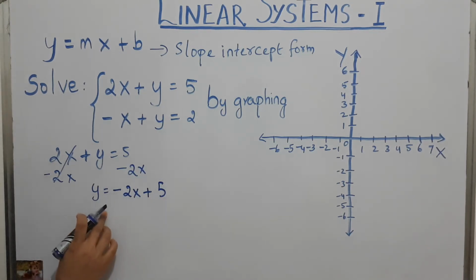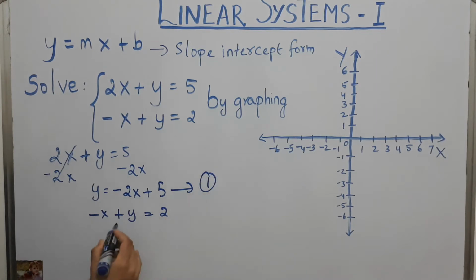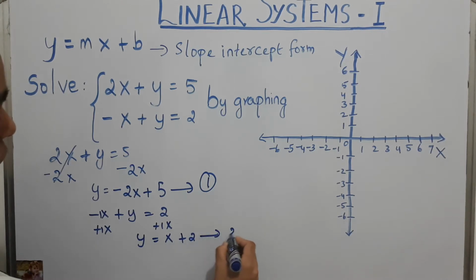This is one equation, and the other equation is minus x plus y equals 2. Now you have to bring the minus x to the other side, so you add x here, which means 1x, and here also you add plus 1x. So the equation will be y equals 1x, which you just write as x, plus 2. So this is the second equation.